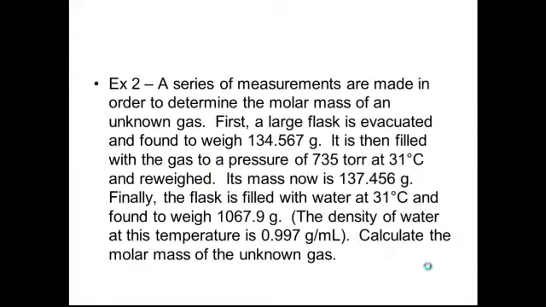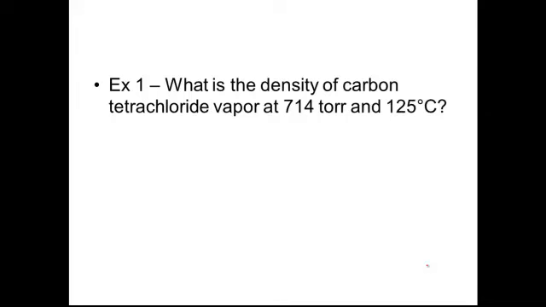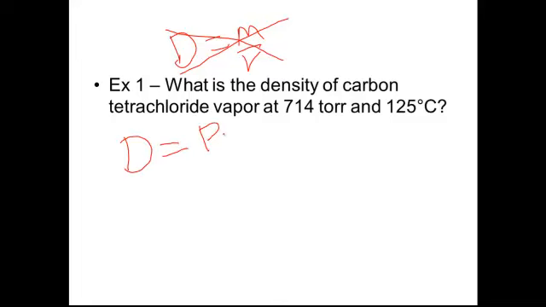Okay, so here's an example of this. It says, what is the density of carbon tetrachloride vapor at 714 torr and 125 degrees Celsius? So first of all, whenever it asks you for the density, the first thing you want to think is, okay, can I solve this problem just by doing mass over volume? I don't see a mass and I don't see a volume, so that equation is not going to work. But it's a good idea to use the easiest equation available to you when you're doing one of these problems. So since that doesn't work, now we're going to have to use the nighttime over the right time equation.